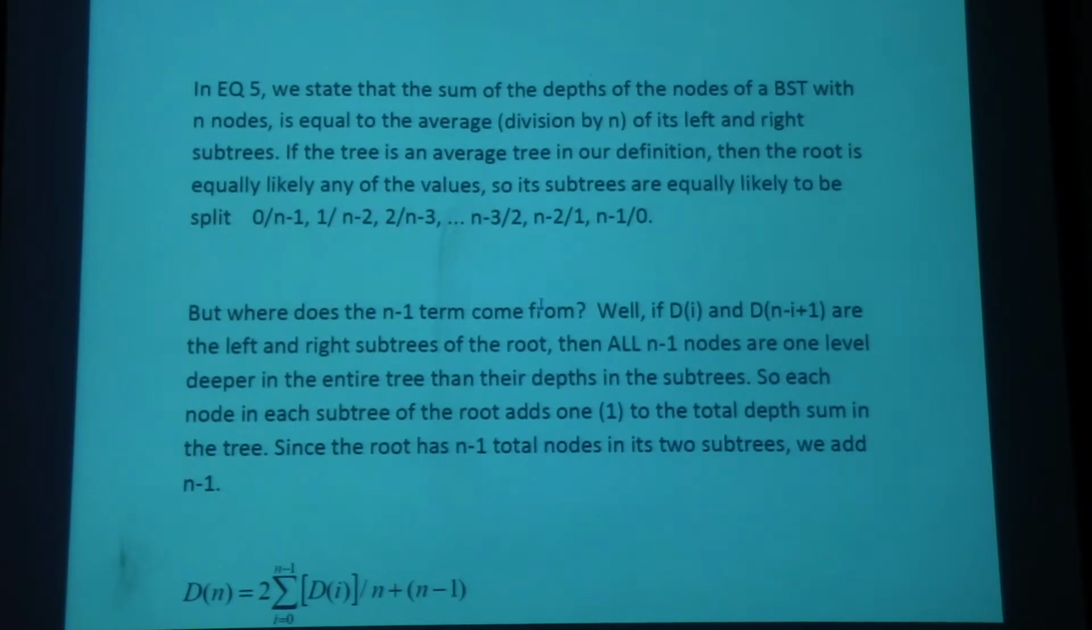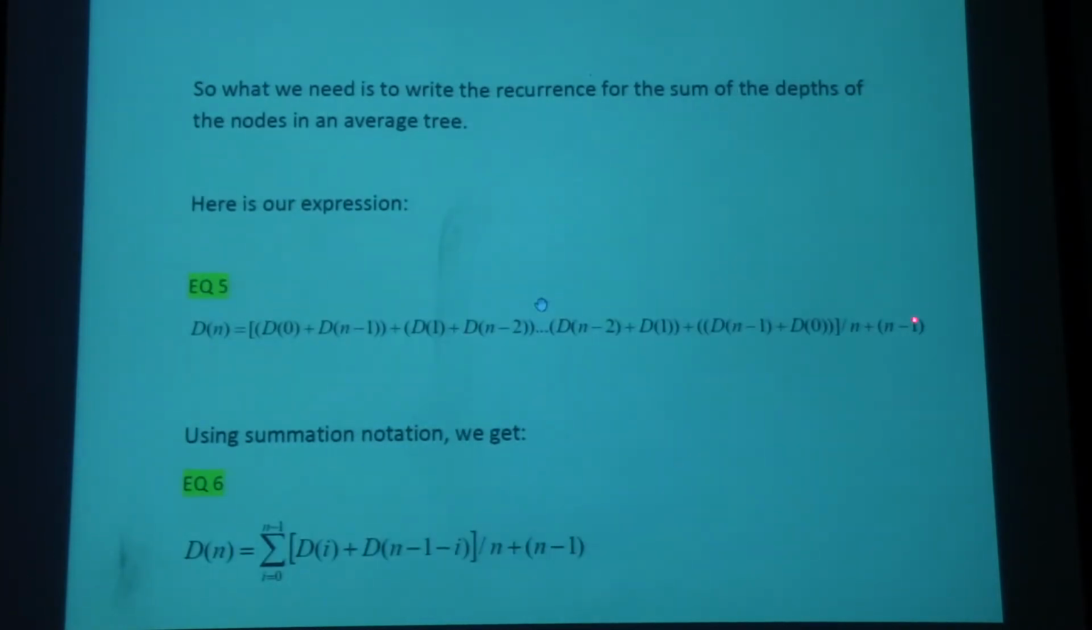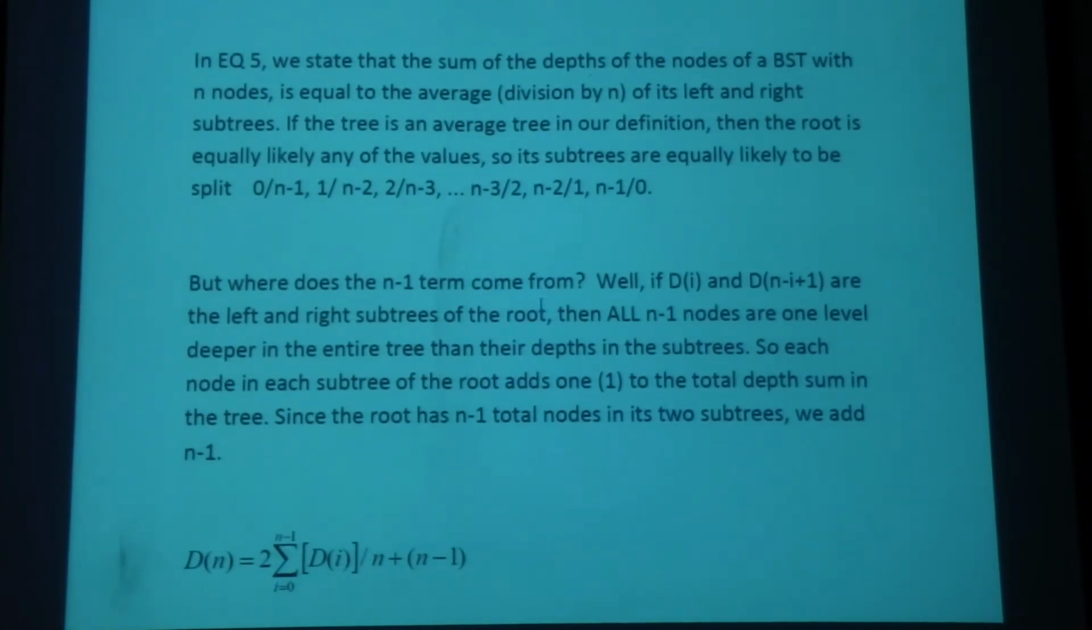So in equation 5, let's analyze equation 5. In equation 5, we state that the sum of the depths of the nodes of a BST with n nodes is equal to the average, which is a division by n, of its left and right subtrees. If the tree is an average tree in our definition, then the root is equally likely any of the values, so its subtrees are equally likely to be split 0, n minus 1, 1, n minus 2, 2, n minus 3, and so on. You understand what I'm saying, right? But the question is, where does the n minus 1 term come from?